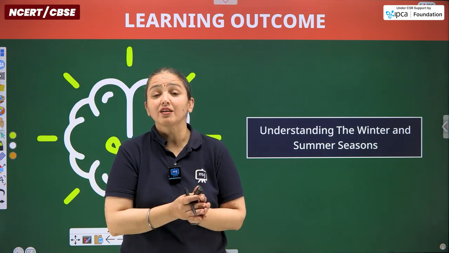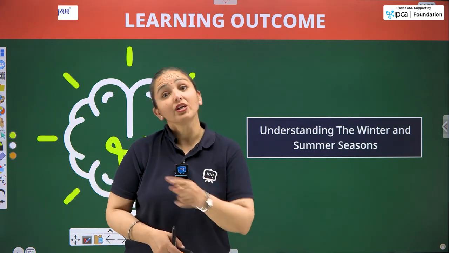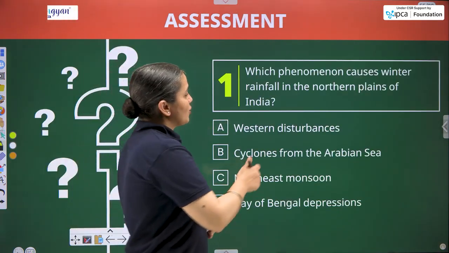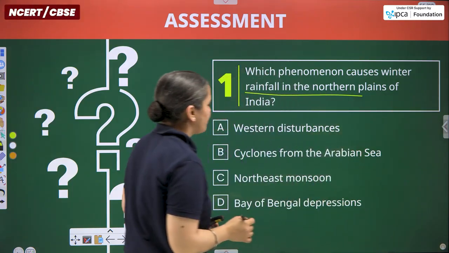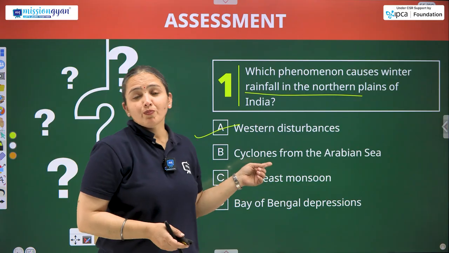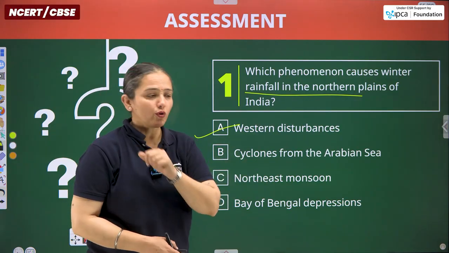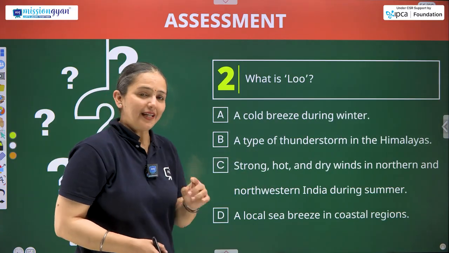As we have discussed the entire concept of seasons, it's time to recall today's class discussion. Which phenomenon causes winter rainfall in the northern plains of India? That is western disturbances originating from the western part of the world, that is the European continent. We are linking it to the Indian subcontinent, that's why.